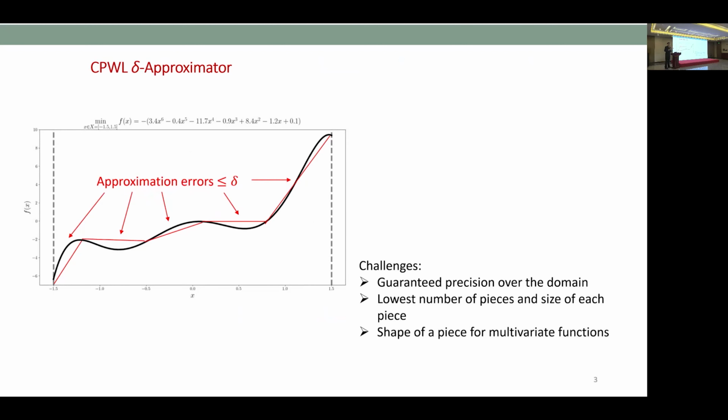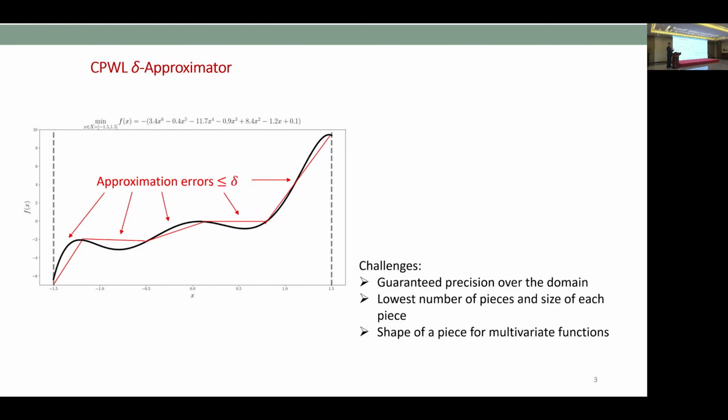Now, there are several challenges here. One is how do you guarantee precision over the whole domain? And how do you achieve efficient piecewise linear approximation in terms of reducing the number of pieces you need, because the number of pieces is related to the size of the MILP problem you're going to solve, and how do you determine the size of each piece in an optimal way? And finally, if you have multivariable functions, how do you define a piece? A piece could be a square box area or a triangular region or whatever. So what is the best shape of a piece?